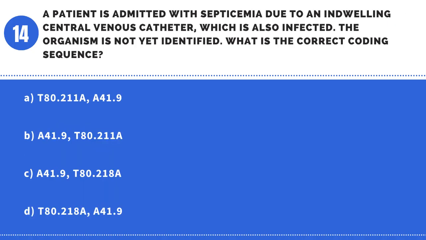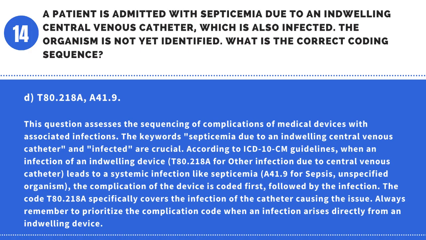Question 14. A patient is admitted with septicemia due to an indwelling central venous catheter, which is also infected. The organism is not yet identified. What is the correct coding sequence? A. T80.211A, A41.9. B. A41.9, T80.211A. C. A41.9, T80.218A. D. T80.218A, A41.9. Answer D.